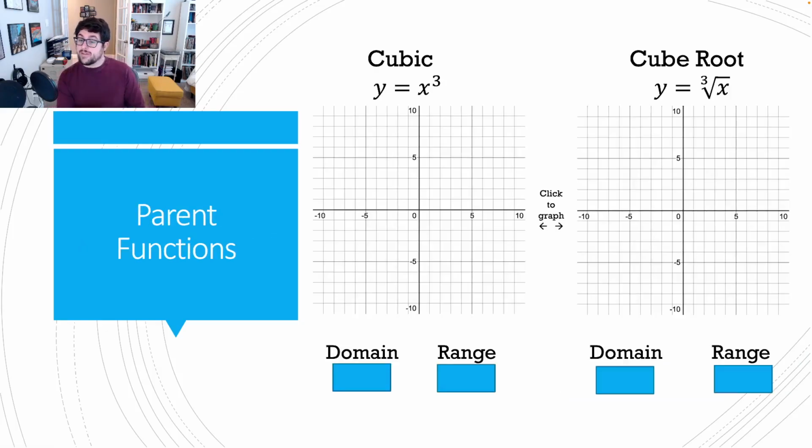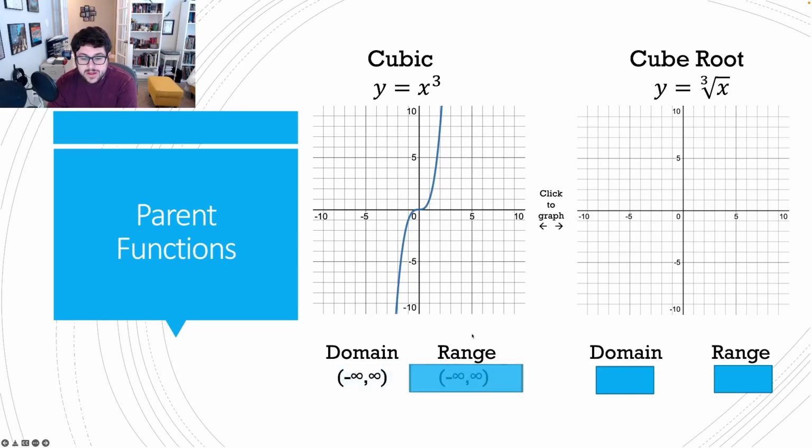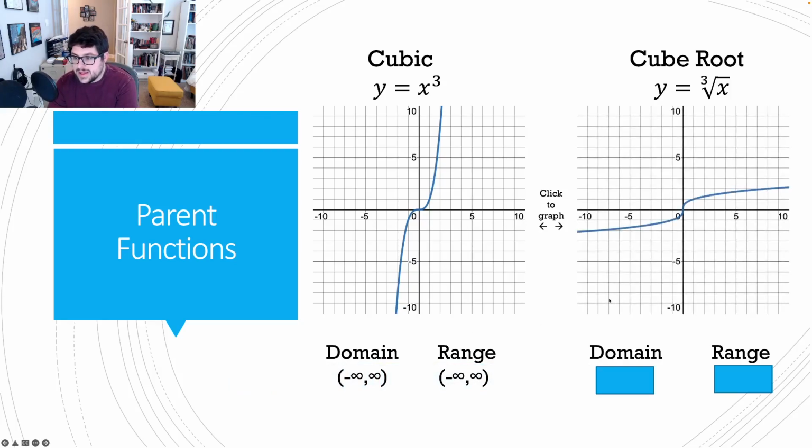But let's start talking about functions. So the cubic parent function is y equals x to the third. And it looks something like this, where it's got this little inverse thing. Point of inflection is what we call it. And this thing has a domain and range of all real numbers. Versus the cube root graph looks something like this. It actually also has a domain and range of all real numbers. I need to fix those before I send this out. It's all real numbers. Ignore what I wrote here.